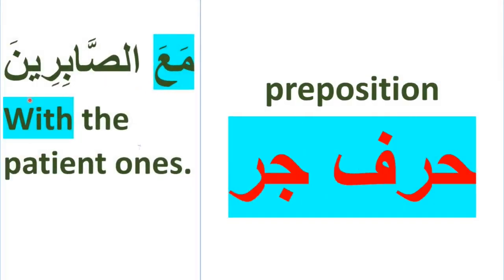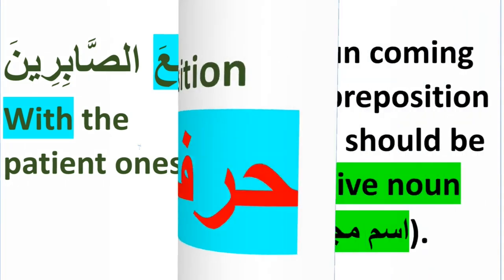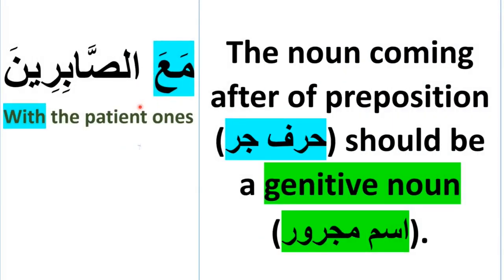مع الصابرين, with the patient ones. مع, or with, is a harf jar, preposition. The noun coming after the harf jar or preposition should be a genitive noun, اسم مجرور.